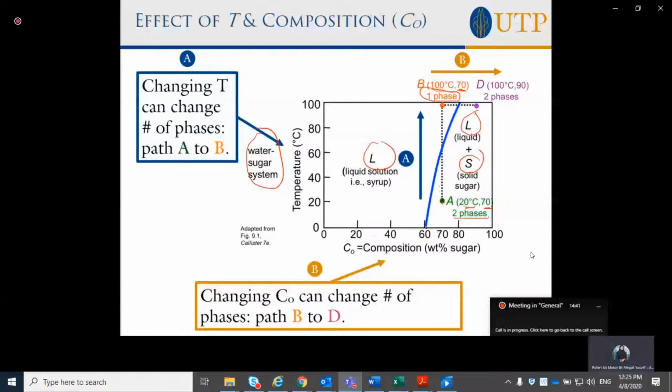How about if I change my composition and add more sugar, from 70 until 90? Now, at 100 degrees Celsius with 90 weight % sugar, I am again in a mixture region. I am a two-phase system, liquid and solid. That's all about composition and the phase diagram. There's nothing very difficult, it's just about reading the phase diagram, so it should be easy for you.